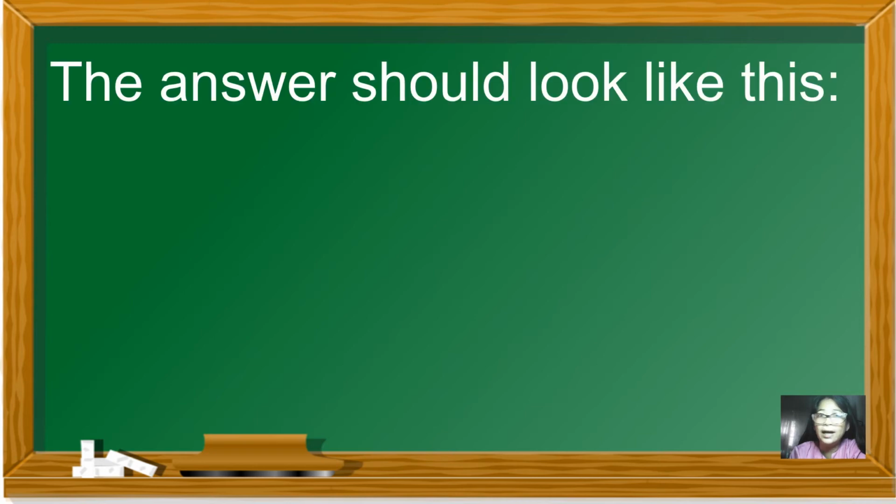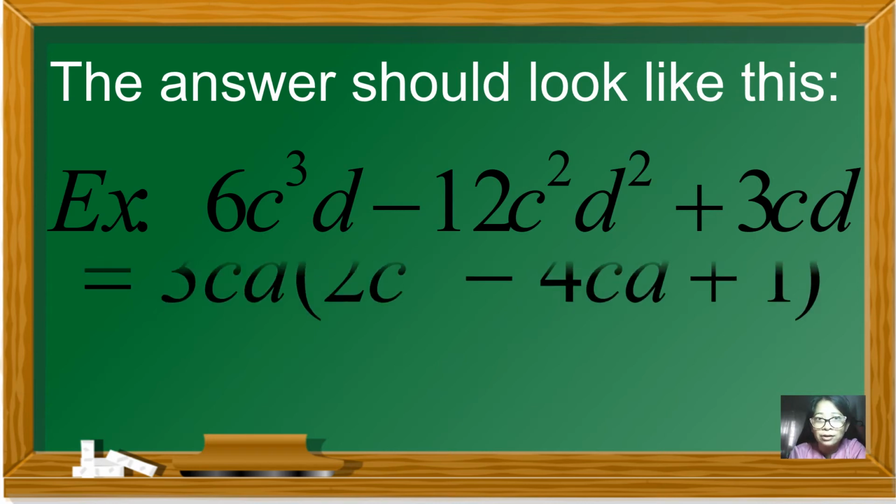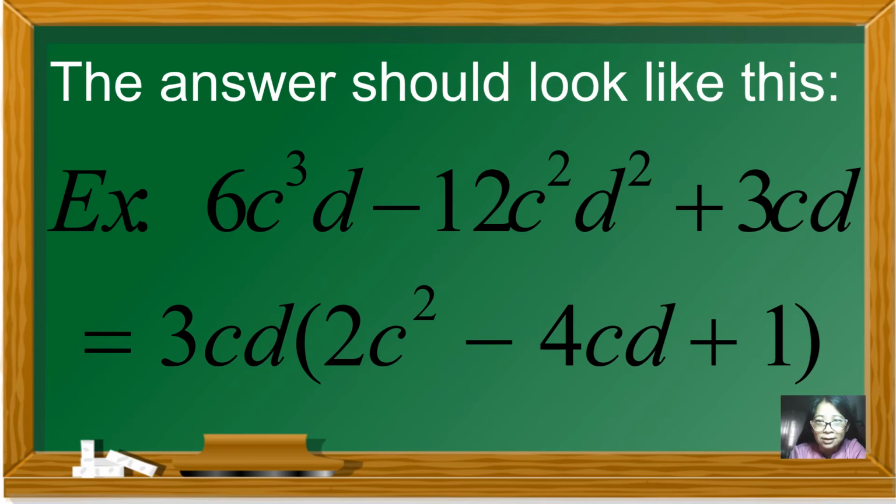Okay, for our next slide, the answer should look like this. So the given is 6c cubed d minus 12c squared d squared plus 3cd. So our answer would look like this. So the factors are the GCF, 3cd, times the quotient, 2c squared minus 4cd plus 1. Okay, do you understand? Did you understand? Okay, let's now go to the next.